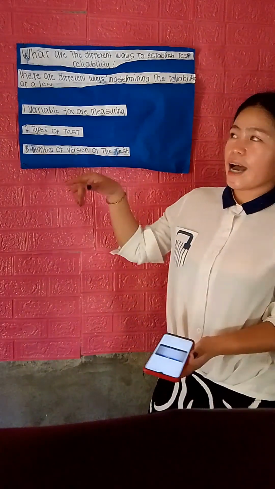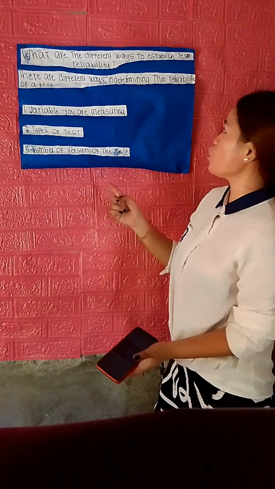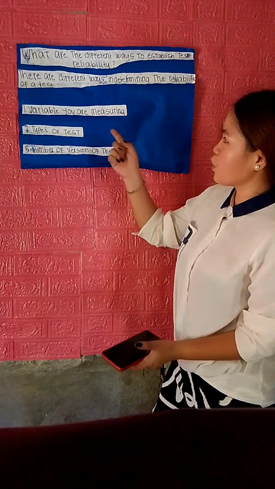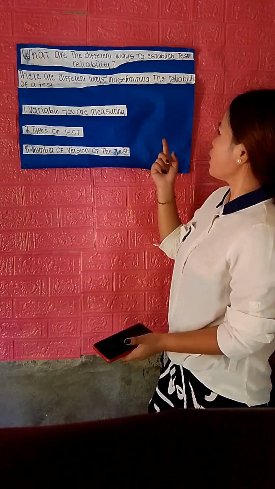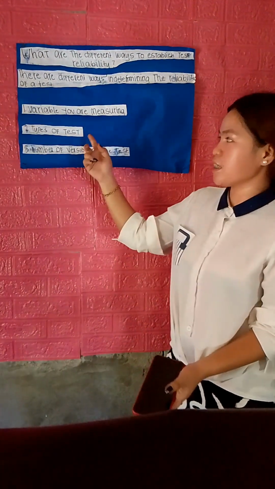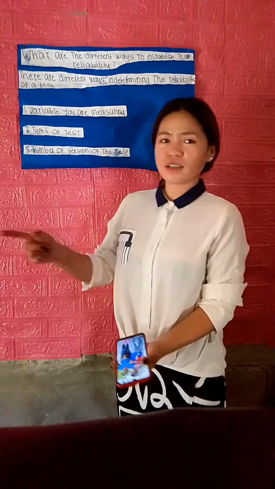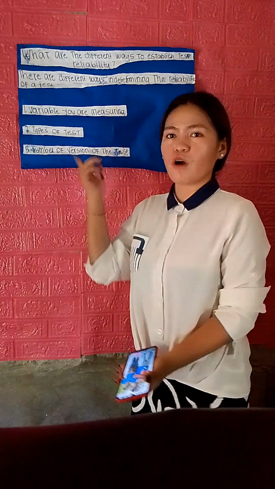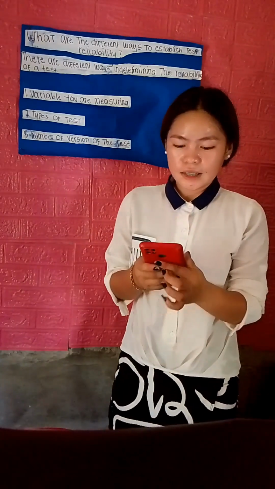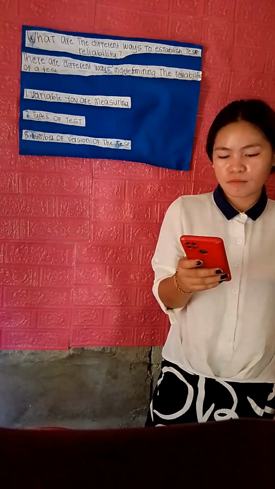The last is, what are the different ways to establish test reliability? There are different ways of determining the reliability of a test. First is the variable you are measuring. When we talk about the variable you are measuring, what comes to your mind? It's all about an experiment. It's called the dependent variable.